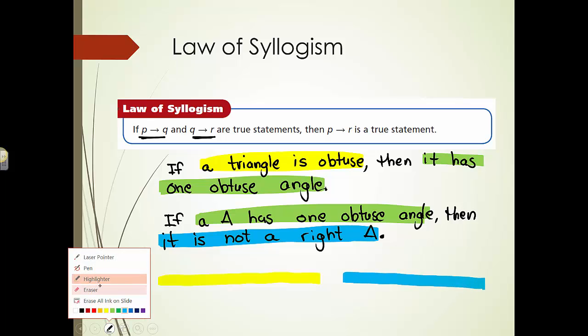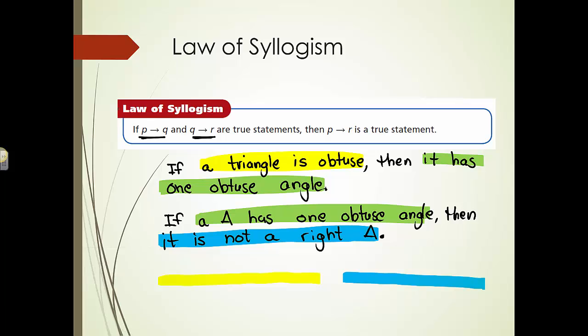So my final statement should say, and let me get that in black ink here, if a triangle is obtuse, then it is not a right triangle. So if P implies Q and Q implies R, then P implies R.